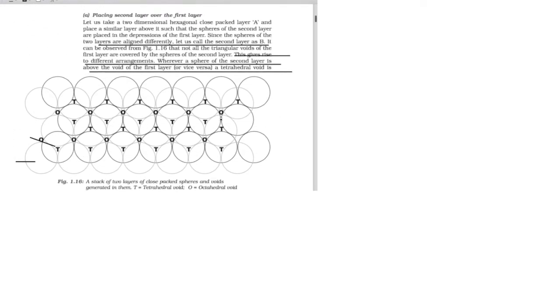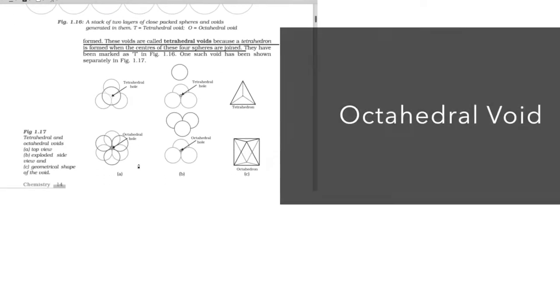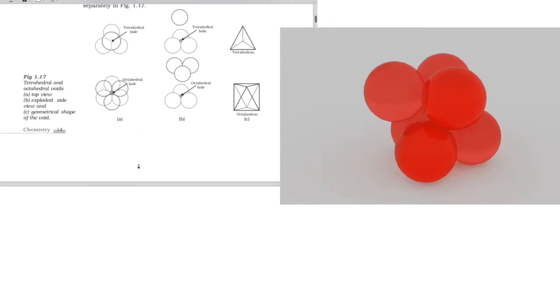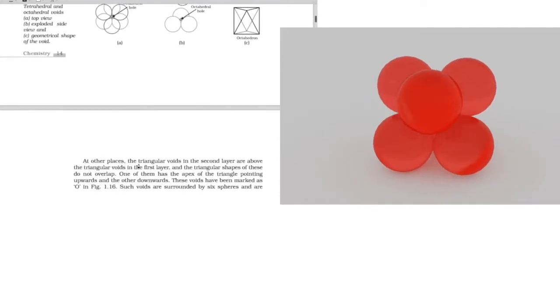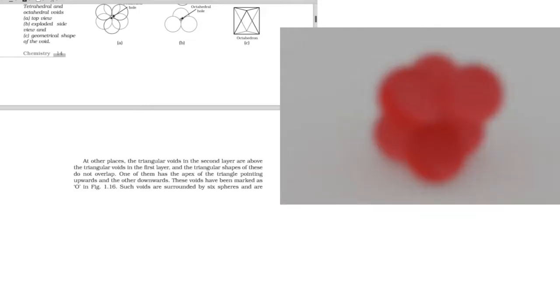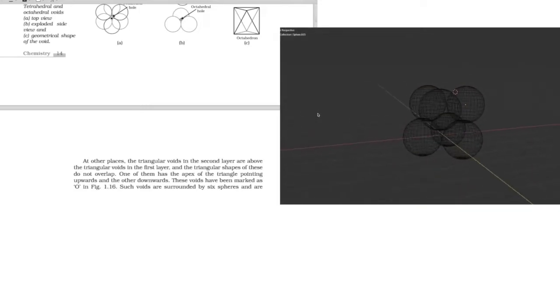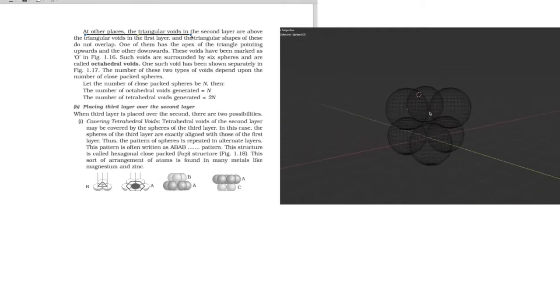But there are some voids which are not covered by the second layer. This type of voids are known as octahedral voids. Octahedral voids are obtained when the voids in first layer are not completely covered by the spheres of the second layer. The triangular voids in the second layer are above the triangular voids in the first layer.